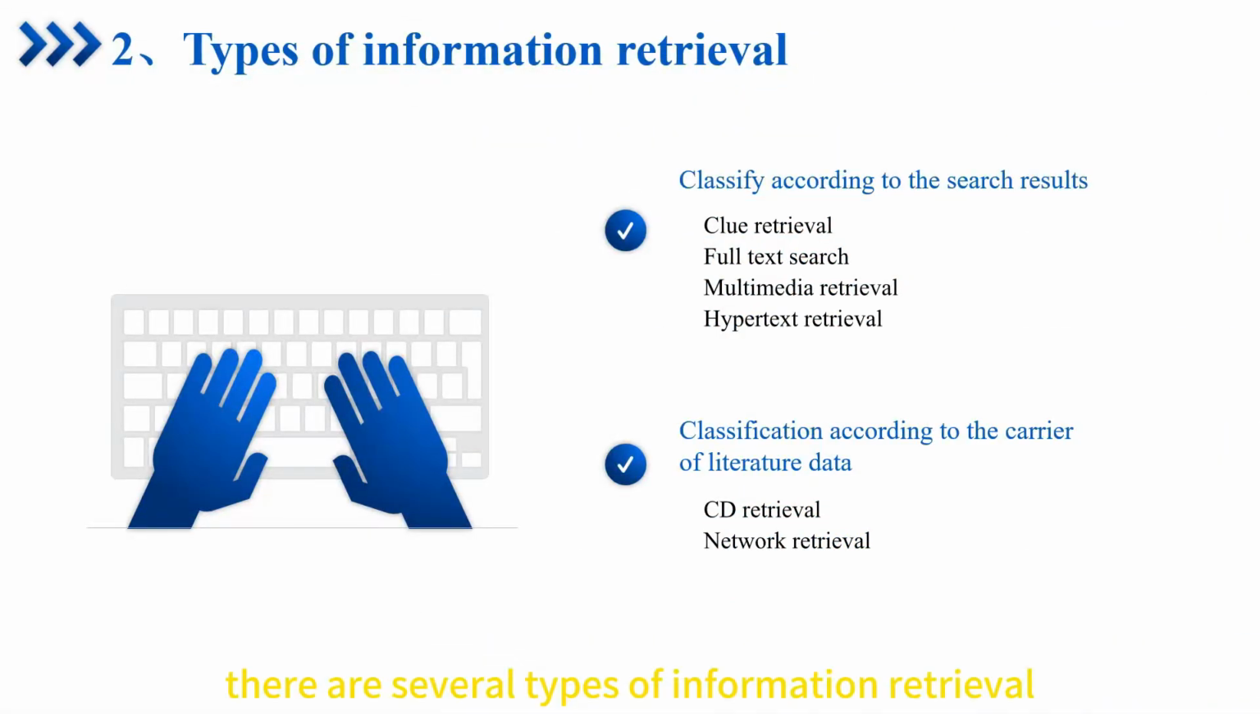There are several types of information retrieval, including keyword-based retrieval, natural language-based retrieval, faceted retrieval, and multimedia retrieval. Keyword-based retrieval involves matching users' queries with keywords in documents. Natural language-based retrieval involves understanding the user's natural language query and finding documents that match their meaning. Faceted retrieval involves using facets or attributes of the document to refine the search results.